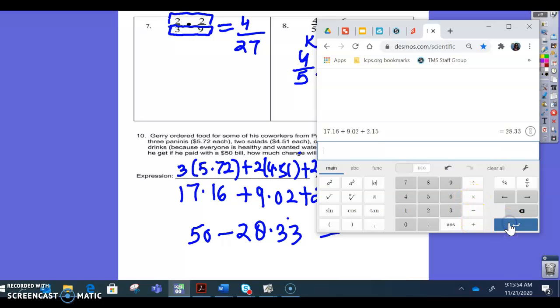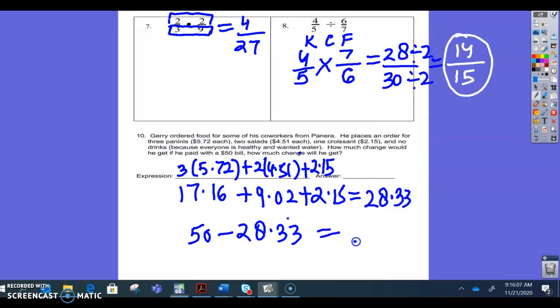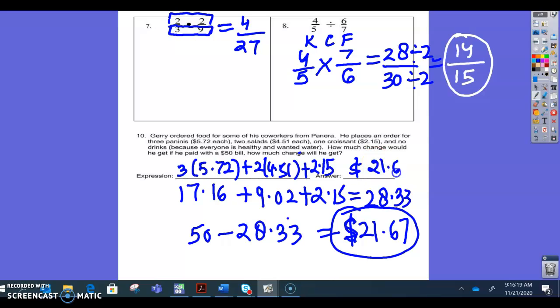So I go into the next line. I do 50 minus 28.33. I get a change of $21.67. So this is the change that I will get, and that would be my answer, $21.67. Okay. All right, and the important information is that you should always highlight the keywords.